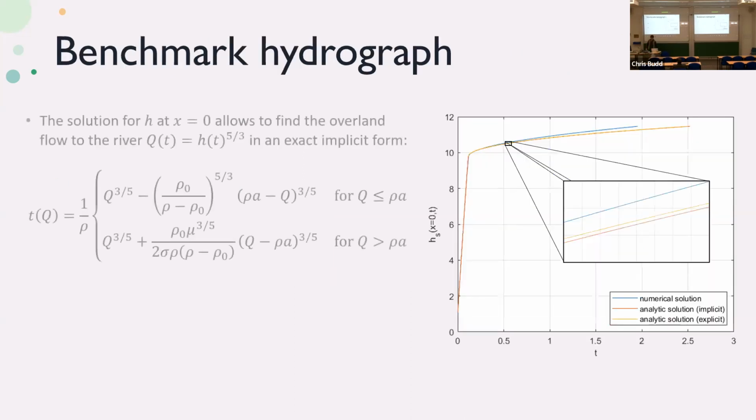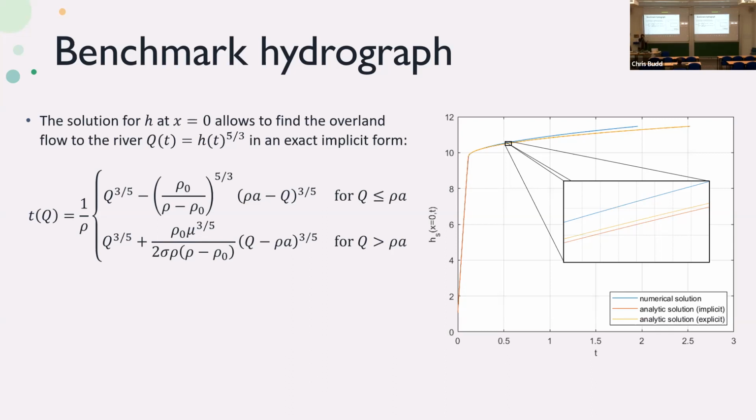Again, skipping through all the derivations, what we get in the end is we can find how the height of the surface water changes with time. We can convert the height of the surface water into the surface flow into the river, which is proportional to h to the power 5/3. And I can find an analytic formula for the dependence between t and Q, the time and the flow in the river that will be reached after a given time, which is expressed as follows.